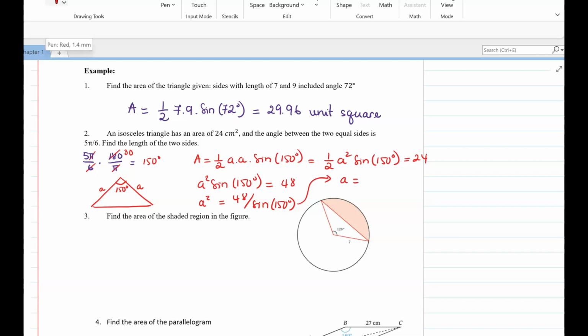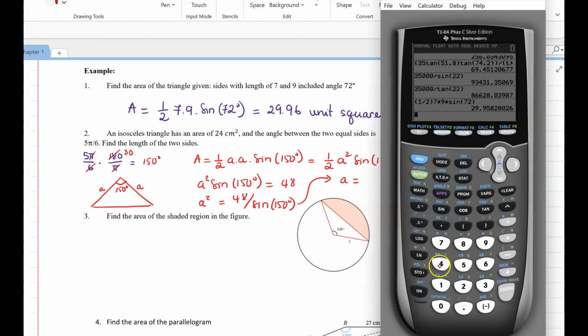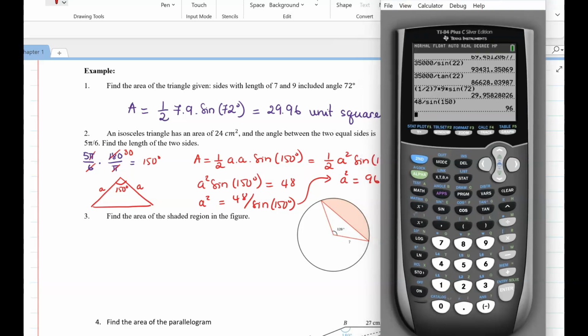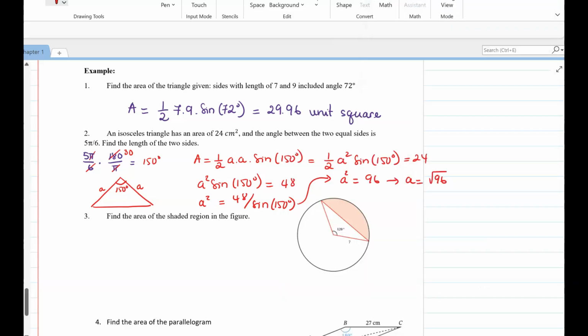So let's go ahead and try this out. A squared then equals 48 divided by sine of 150. That is 96. So A squared equals 96. A equals the square root of 96. Okay, and we need to simplify that radical. And this equals 4 square root 6.